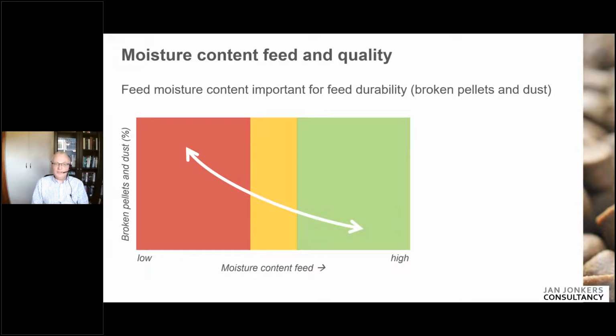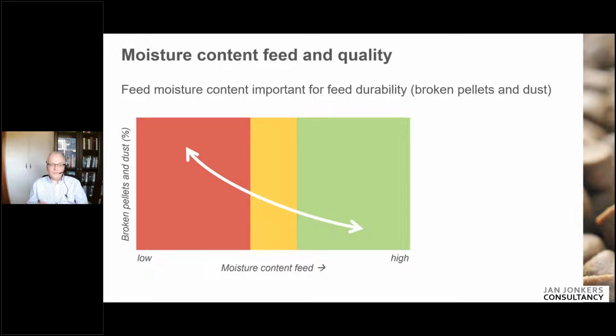So then also the moisture content of the final feed has a direct link with the feed quality. So the feed moisture content is important for the durability. So most of you will recognize that if you have a feed with a very low moisture content, it gets very brittle, it's easier to break. So then you get a low durability. And the other way around, if you have a much higher moisture content, it's more flexible, the pellet. So then it has a higher durability. So this is a nice correlation that if you increase the moisture content of the feed, then you should expect that the amount of broken pellets and dust goes down.